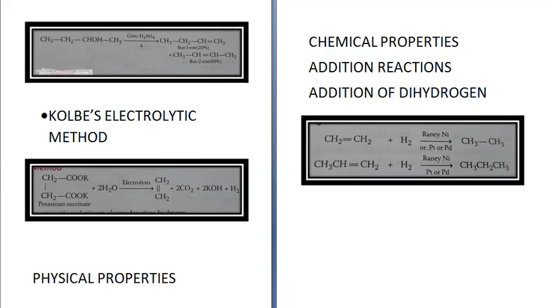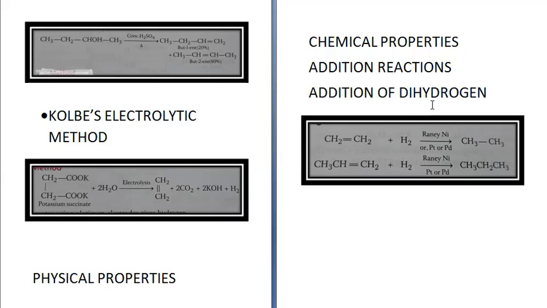The melting point of the trans isomer is greater than that of the corresponding cis isomer. The cis isomer of an alkene is generally more polar than the corresponding trans isomer because the dipole moment of the cis isomer is greater than that of the corresponding trans isomer. So these were the physical properties. Next we come to chemical properties. In chemical properties, the first reaction that we will study is addition reaction.